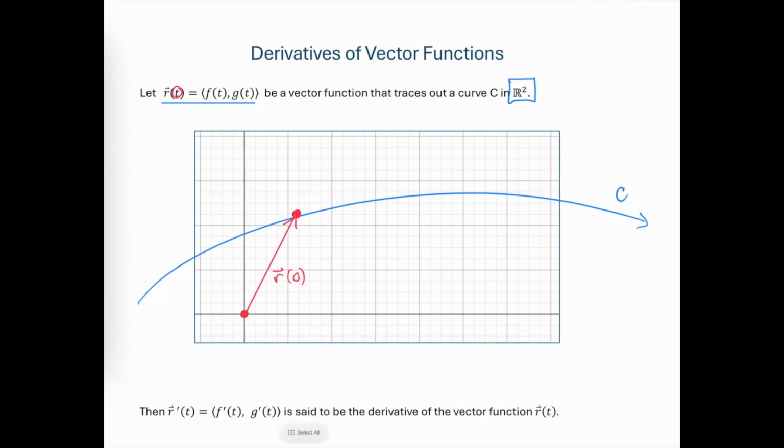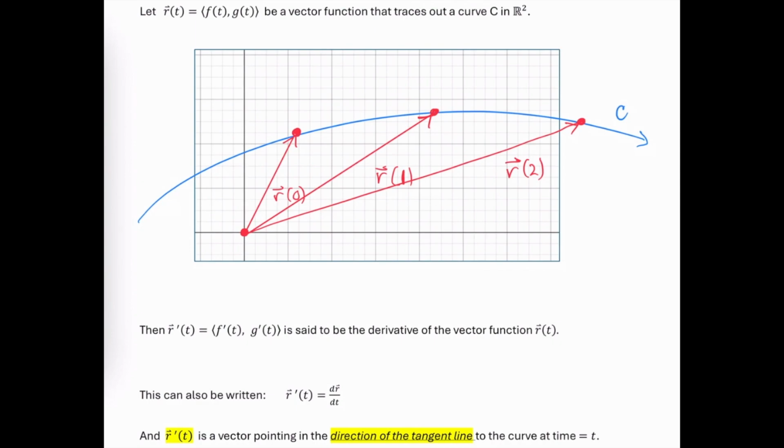We plug in a different value for the parameter, let's say t is equal to 1. We plug that into the vector function. We get another vector, we'll call this r evaluated at 1, that terminates at a point that is on the curve C. And we keep doing this. r evaluated at 2 is going to terminate at another point that's on our curve until we trace out the entire curve C.